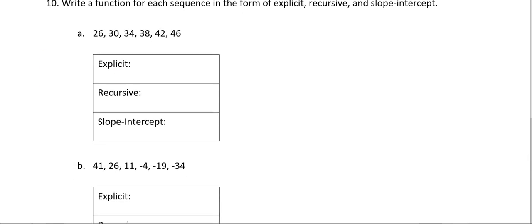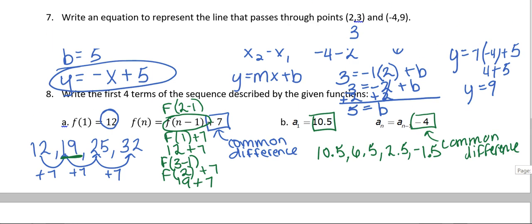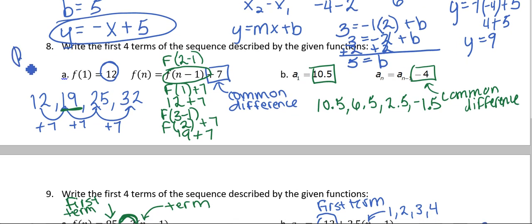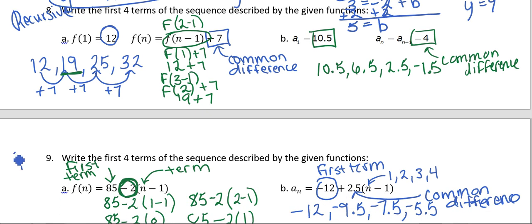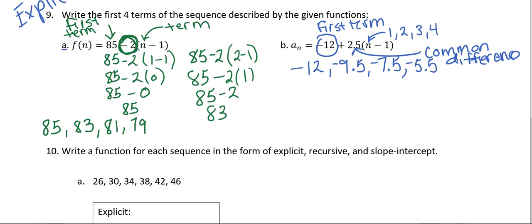Okay, number 10, write a function for each sequence in the form of explicit, recursive, and slope-intercept form. If you look back at the last two examples we did, number 8 was an example of the recursive formula, and number 9 was an example of the explicit formula. So let's start with the recursive formula because it's actually the easiest.